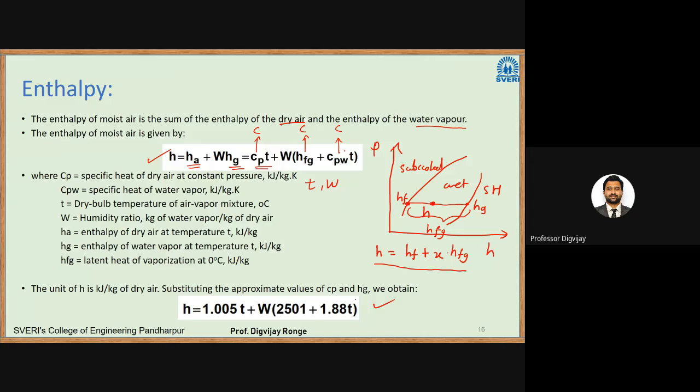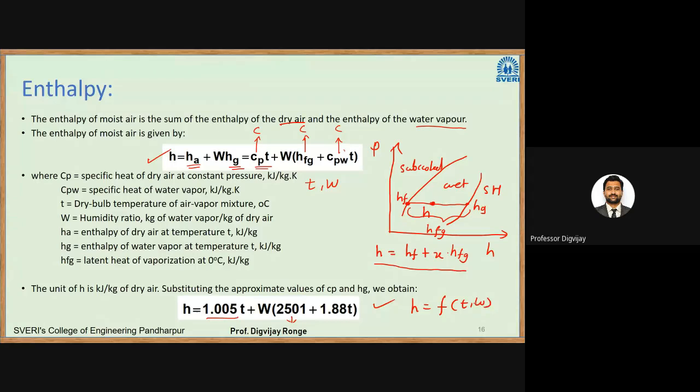So h is equal to 1.005 T. We know that the specific heat of dry air is 1.005. So h is equal to 1.005 T plus W into 2501, where 2501 is the latent heat of water, plus 1.88. That specific heat of water vapor they have taken as 1.88, into T, where T is the dry bulb temperature. So this is the relation, our equation for the enthalpy. Enthalpy here is a function of temperature and humidity ratio.